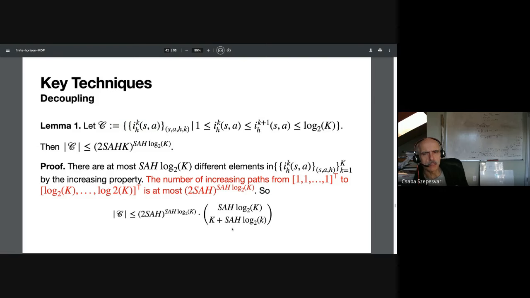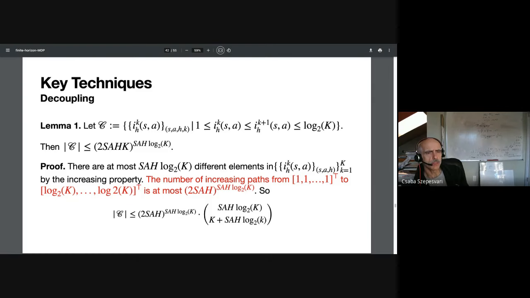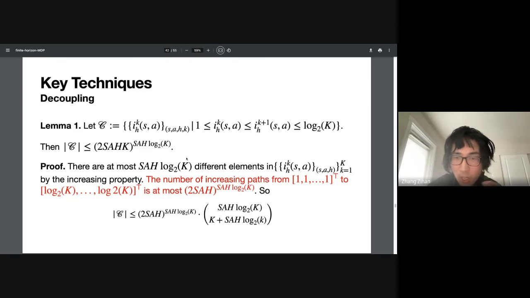So where is this binomial term coming from? It's basically since there are in total k elements. There are in total k vectors of SAH dimensions in an element of script A, right? So you can view the I vector as one vector of SAH times k dimension, and you can also view it as k vectors of SAH dimensions. So what are the k things that we're choosing? There are in total this many different elements. Okay, so it corresponds to choosing n stop points.